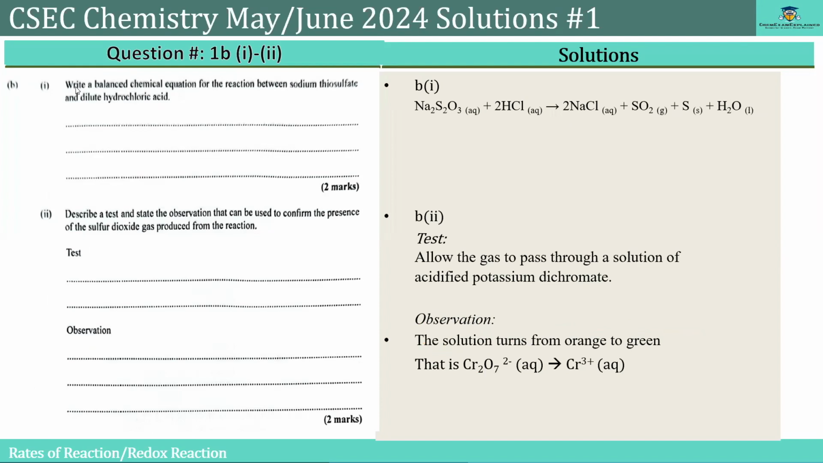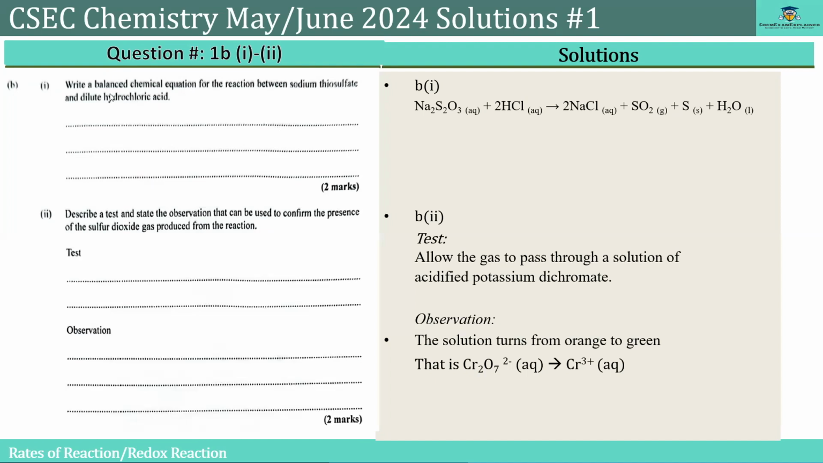Now they're asking us to write a balanced chemical equation for the reaction between the sodium thiosulfate and the dilute hydrochloric acid. Now please remember that this information was given in the question at the start, so we can write our reaction now. Now they want a balanced chemical equation. What does that mean? Well, 1, you want the correct stoichiometric ratios. Those are the numbers that go in front of the molecules or compounds. And 2, you must have the correct state symbols.